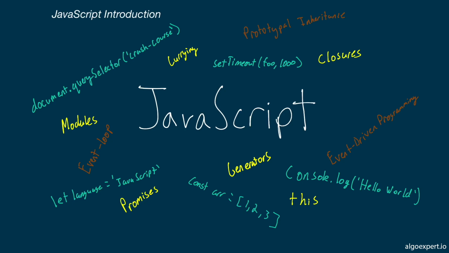This video will be the introduction to the JavaScript crash course. JavaScript is the primary programming language of the web, and as a general-purpose programming language, you might have noticed that it closely resembles many other programming languages that you may have used in the past, such as Java or Python.